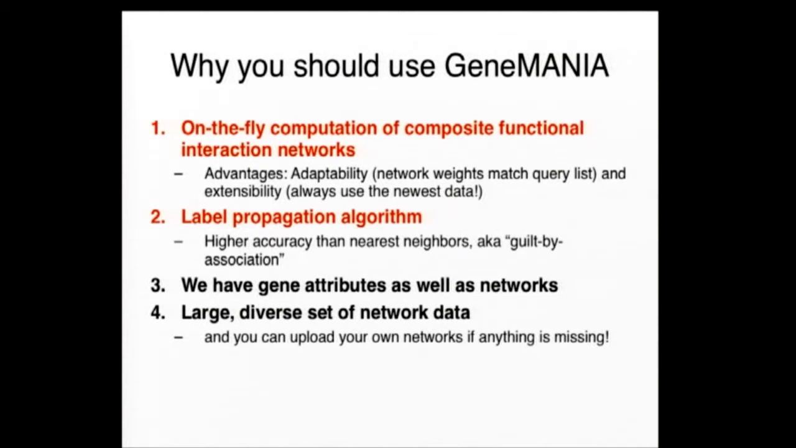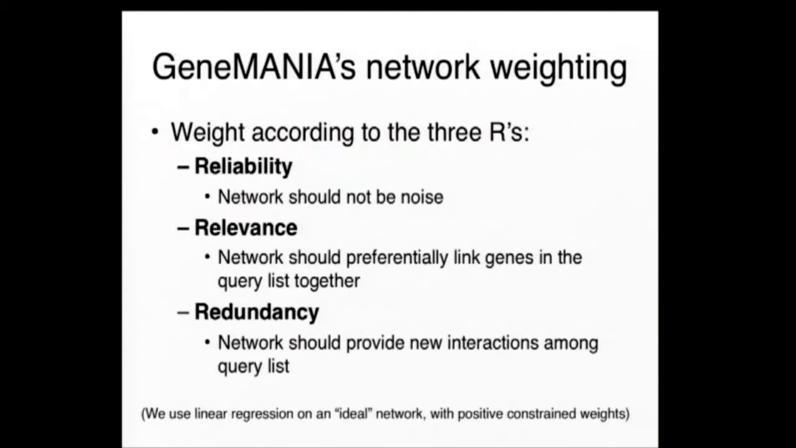And that's what I'm going to spend the rest of the talk on. I mean, we've also added gene attributes as well as networks, and we have a pretty large set of network data, but that's not... All I'm going to say about network weighting is that what we do is not very different from anybody else. Essentially, it doesn't matter how you weight each of the networks so long as you don't give positive weights to networks that are essentially noise. There's a variety of ways of doing that, and if you use any of those techniques, it works about the same.